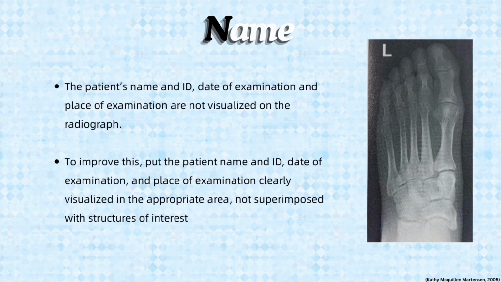Lastly, N stands for name included on the radiograph. As you can see on this radiograph, the patient's name and ID, date of examination and place of examination are not visualized on the radiograph. To improve this, put the patient name and ID, date of examination and place of examination clearly visualized in the appropriate area, not superimposed with structures of interest.